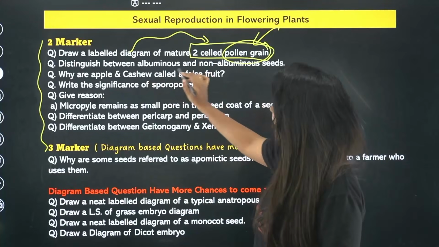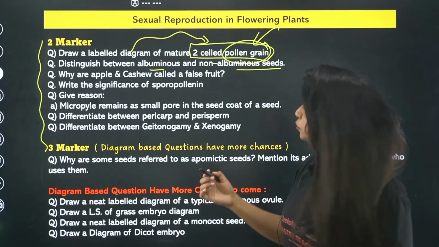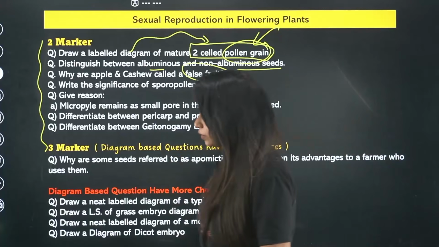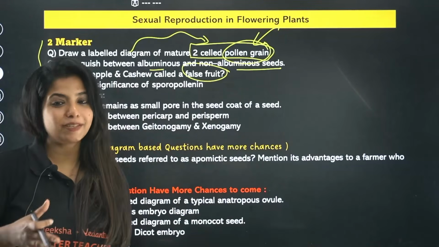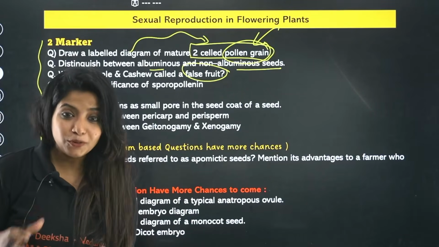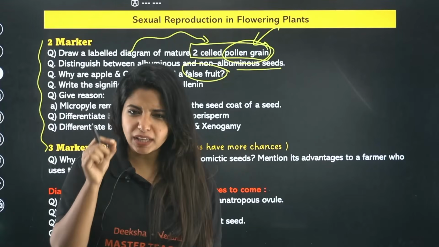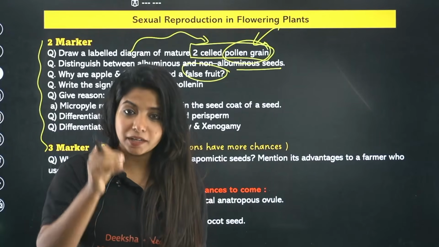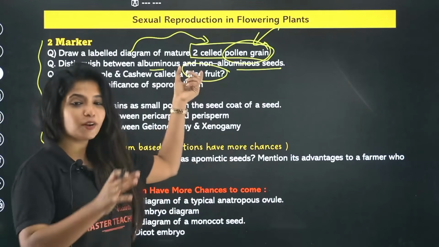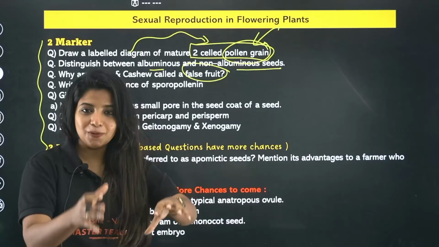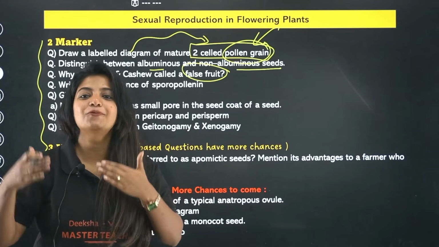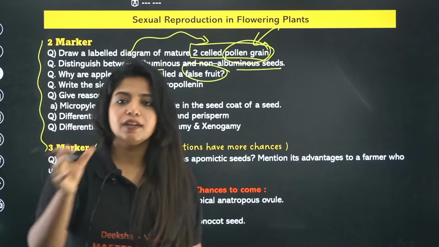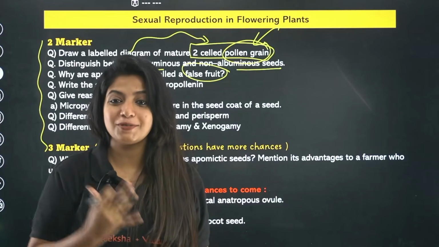Now, distinguish between albuminous and non-albuminous seed. This is another 2 marker. Why are apple and cashew known as false fruit? Obviously, when you talk about false fruit, you will get to understand why it is known as false fruit and what is the difference between a false and a true fruit. You are not going to study the exact question out there. With the limited time that you are having, if you study about false fruit, please know how it is different from the true fruit as well. While you invest a little 5 minutes of your time to that, you probably would be able to answer some other question associated with it.